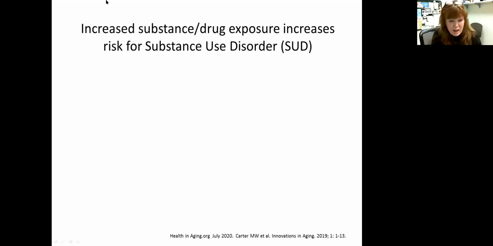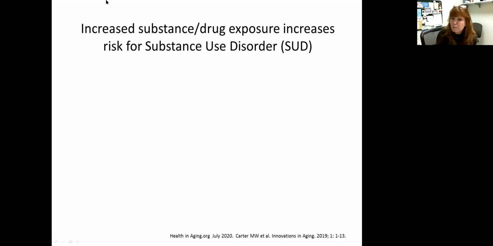So one thing that I wanted to stress that I think we all know is that the increase in substance or drug exposure for a patient always increases their risk of potential opioid use disorder or substance use disorder. And this is relevant to our elderly population, and it often is very underreported because they have so many other comorbidities that sometimes this flies under the radar until something significant happens.